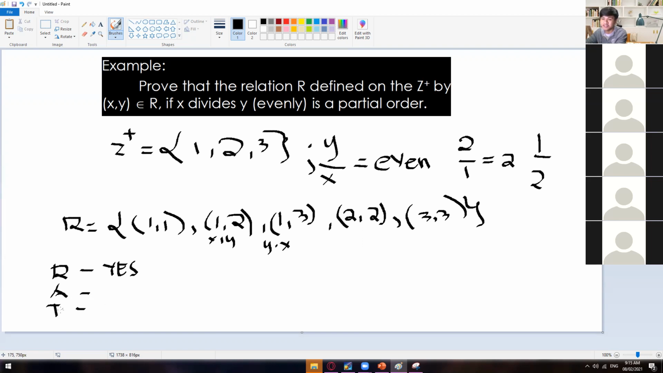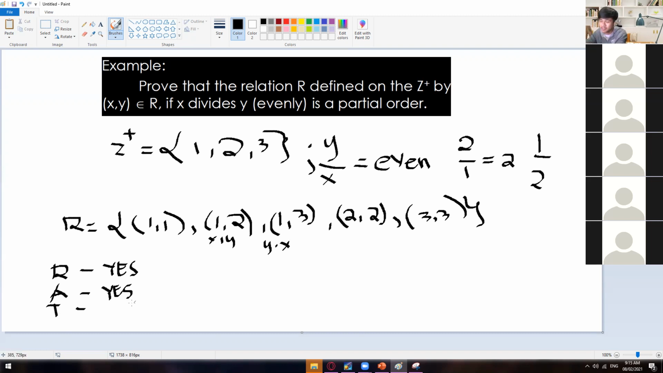No. That one is for transitive. What I'm asking is the antisymmetric. Yes, antisymmetric. All right. So this one is antisymmetric because we don't have 2, 1. We have 1, 2, but we don't have 2, 1. We have 1, 3, but we don't have 3, 1.